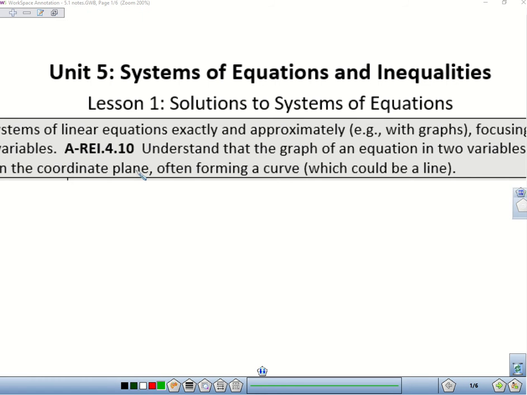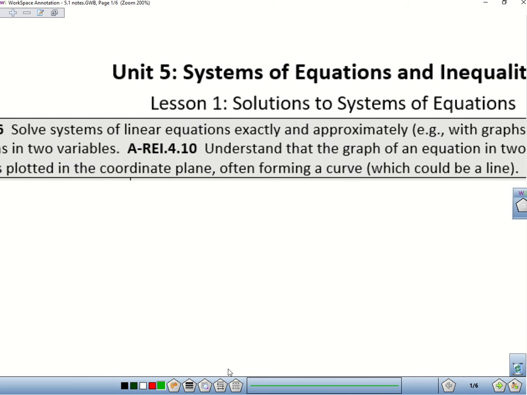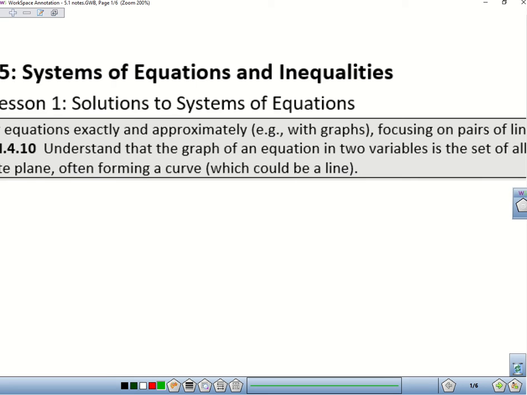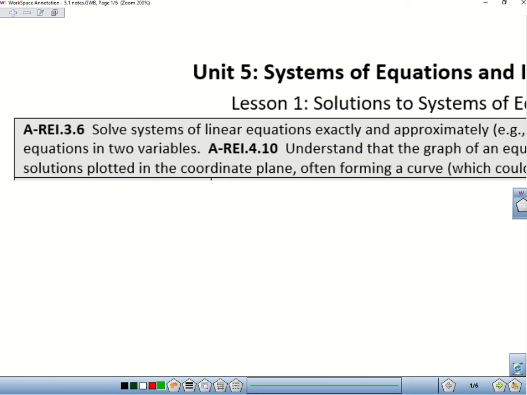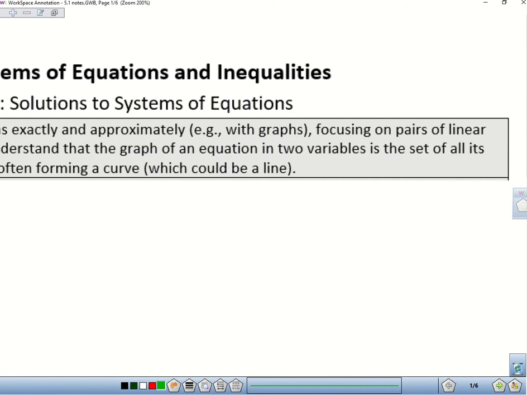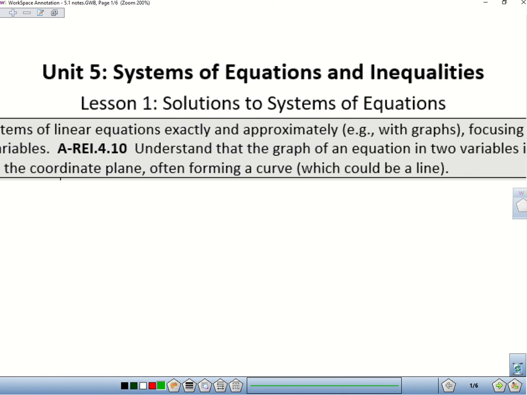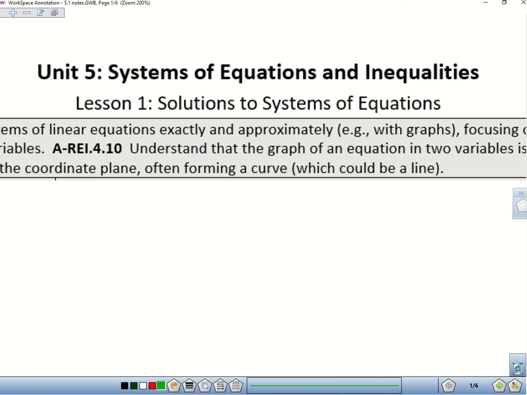Alright, so today we're going to be doing Unit 5, which is Systems of Equations and Inequalities, Lesson 1, Solutions to Systems of Equations. So, solve systems of linear equations exactly and approximately, focusing on pairs of linear equations in two variables. And understand that the graph of an equation in two variables is the set of all of its solutions plotted in the coordinate plane, often forming a curve. Also could be a straight line. Okay?